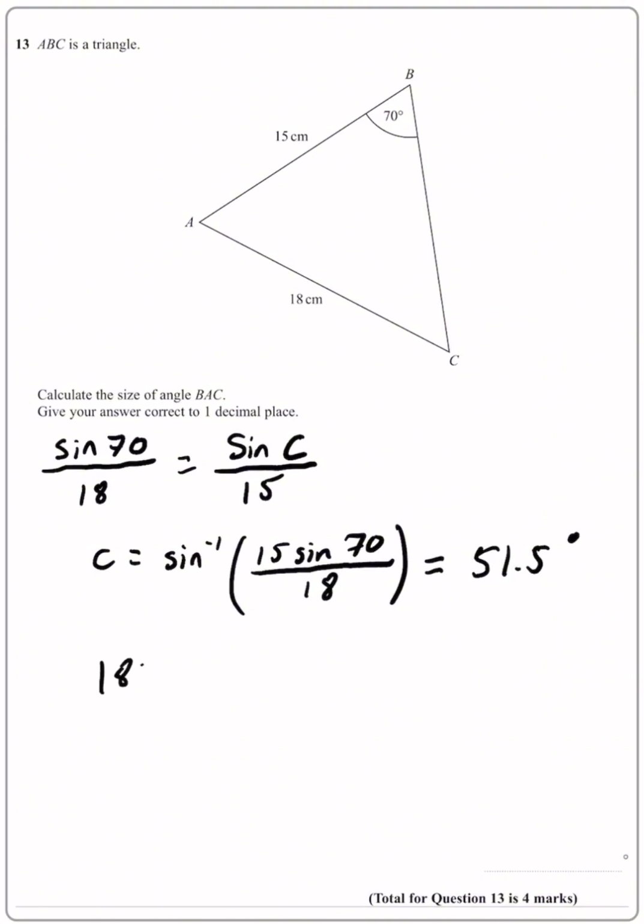Now we've got 2 out of the 3 angles. We can subtract them from 180 to find the third, which is the one the question wants, angle BAC, the angle at A. So 180 subtract 70 subtract 51.5 is 58.5 degrees.